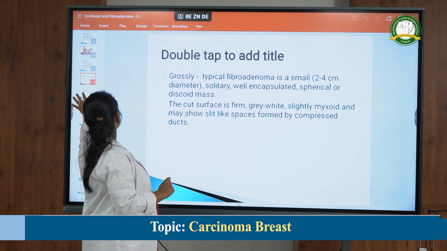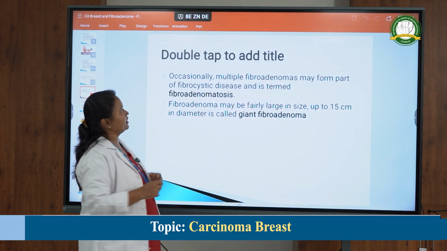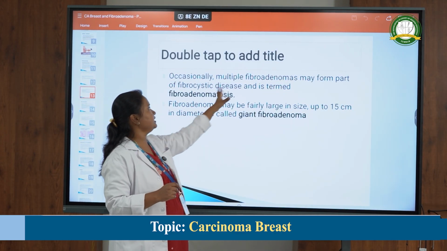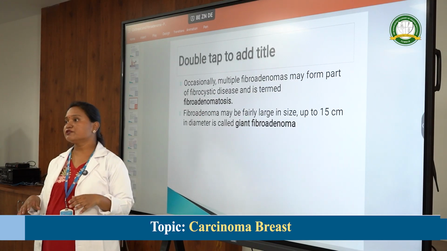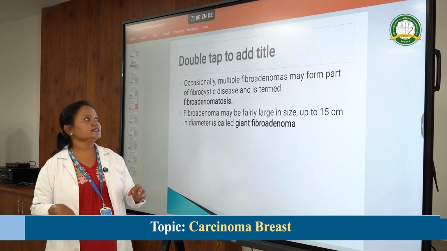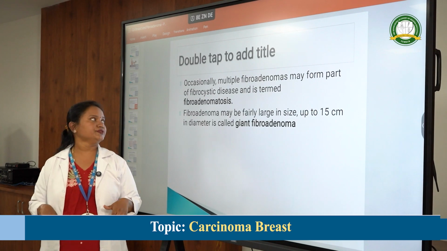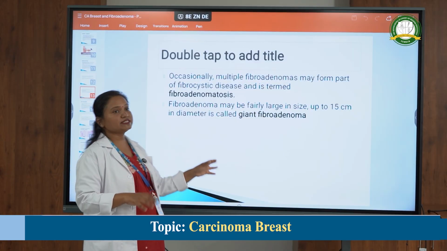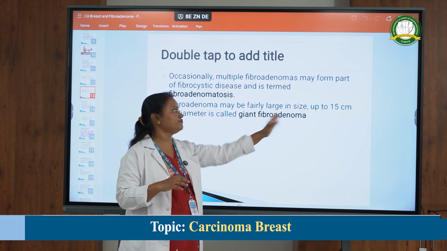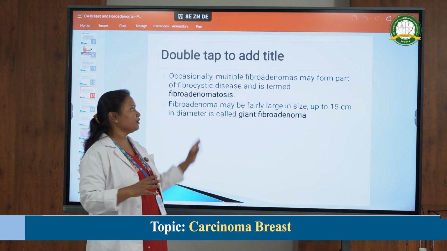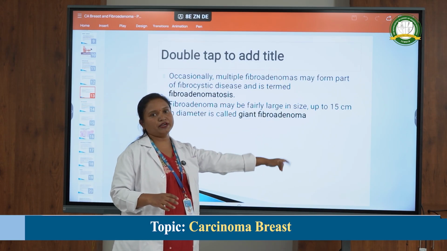Now we will see the microscopy. Occasionally you can see multiple fibroadenomas which may form a part of fibrocystic disease, and this is termed fibroadenomatosis. Also, fibroadenoma can sometimes be large, measuring up to 15 centimeter, and then we call it giant fibroadenoma.